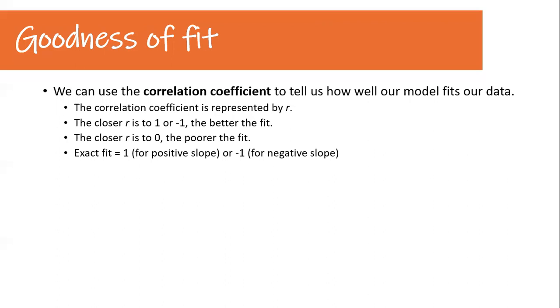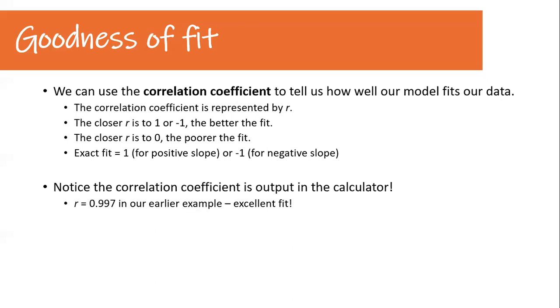The closer R is to 1 or -1, the better the fit. The closer R is to 0, the poorer the fit, okay? So R equals 0 means that there is no good fit. The points are just randomly scattered all over the place. If we have an exact fit with an upward slope, we'll have R equals 1. And if we have an exact fit with a downward slope, we'll have R equals -1.